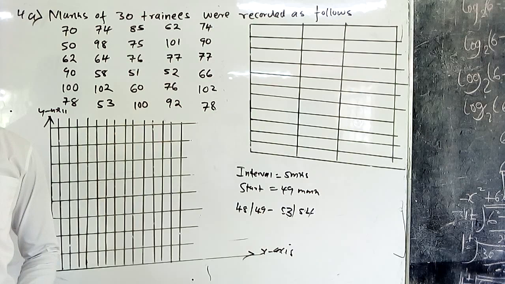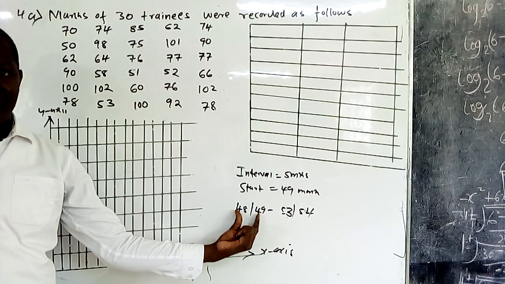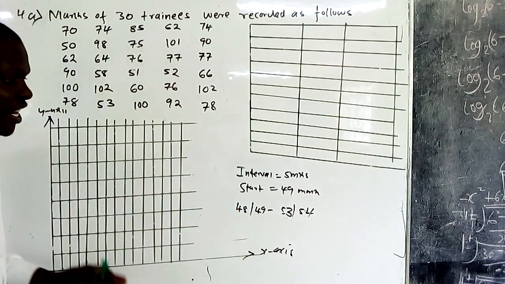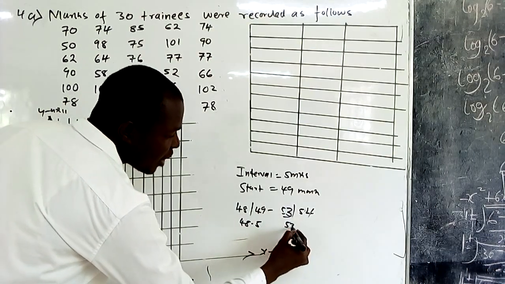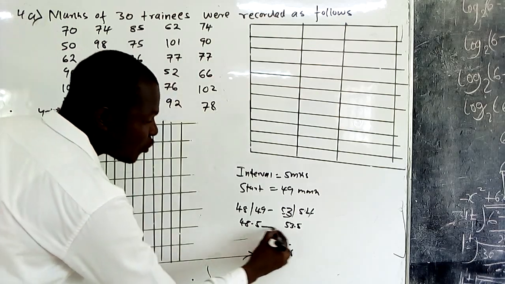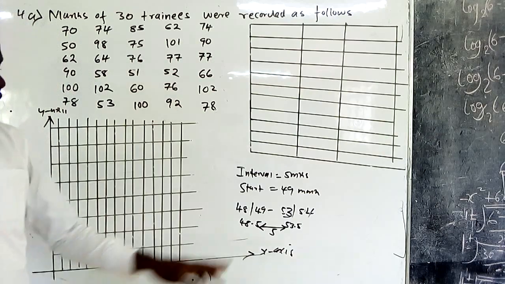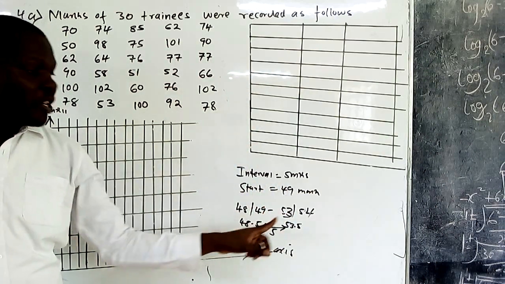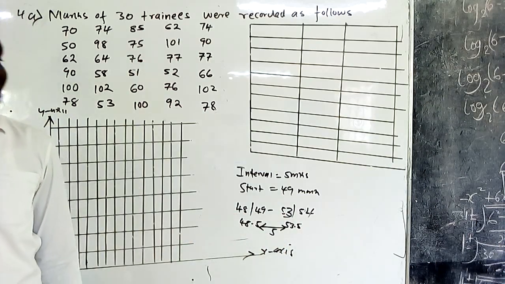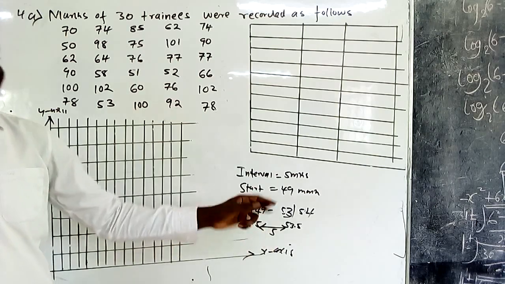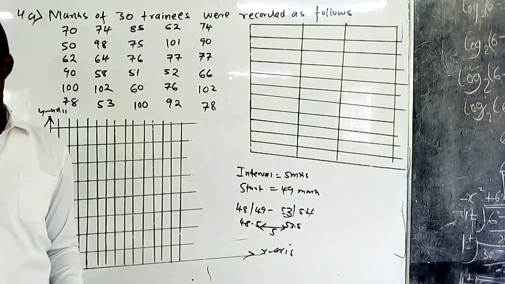Are you seeing the way you're looking for the interval? The class limit must be the average of the class boundaries. So the average of 48 and 49 gives 48.5, and the average of 53 and 54 gives 53.5. The class interval is 53.5 minus 48.5, that is 5. So when we start at 49, it ends at 53. It is not 49 plus 5. The interval is coming from the class limits, not the class boundaries. Is that well understood?